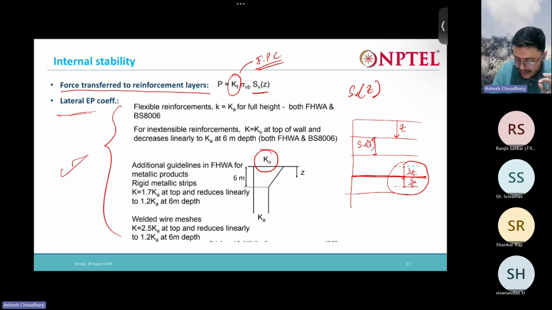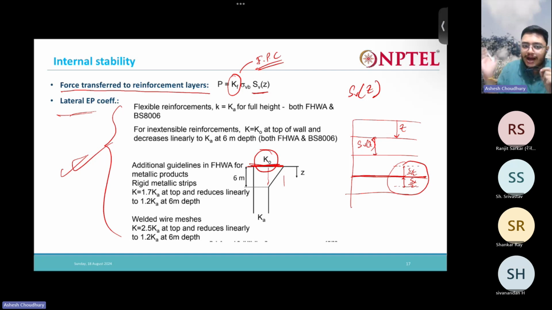What is the actual mechanism? Why is this happening? Why is K naught considered at the top? Why are you not considering Ka over the whole height? Why not Ka? Because deflection is more at the top. No, actually deflection is less. Sorry. Deflection is less. That's why we are considering K naught, the earth pressure at rest.